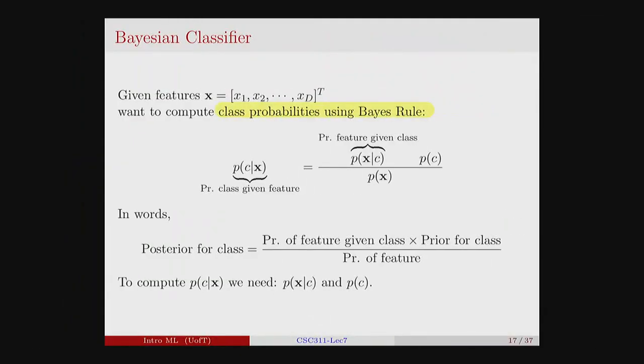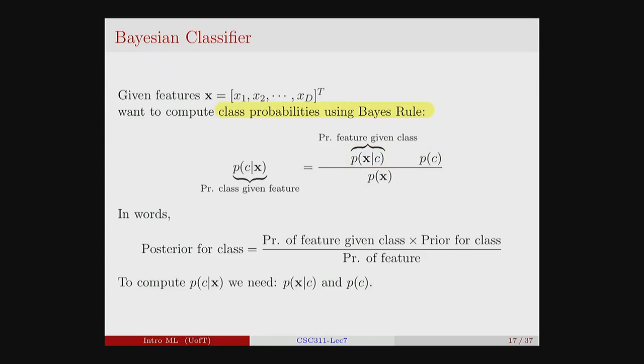Okay, so now we have a d-dimensional feature vector, and we want to compute the class probabilities using Bayes' rule. How many of you remember what Bayes' rule is? Okay, that's most of you, and you should have covered it in your probability classes, but I'll recap it here. Bayes' rule says that if I want the probability of C given X, I can first estimate the probability of X given C, multiply that with the probability of C, and divide that by the probability of X.